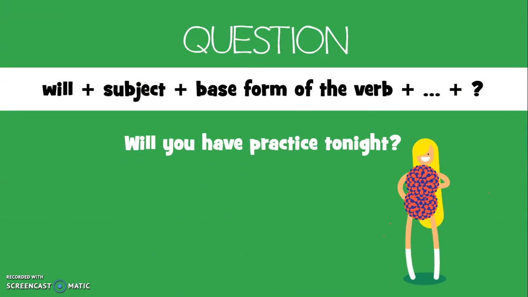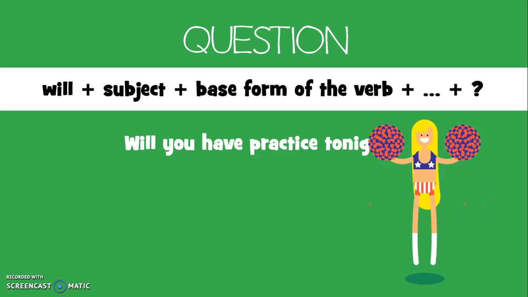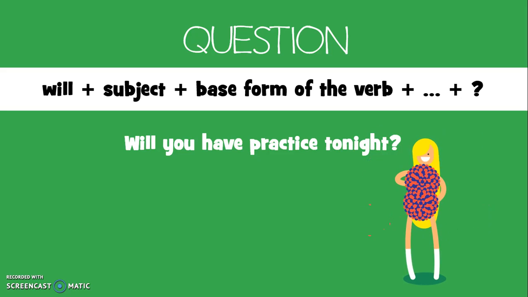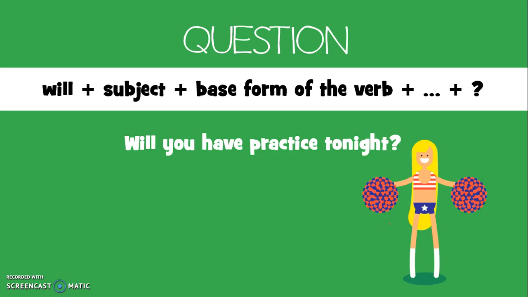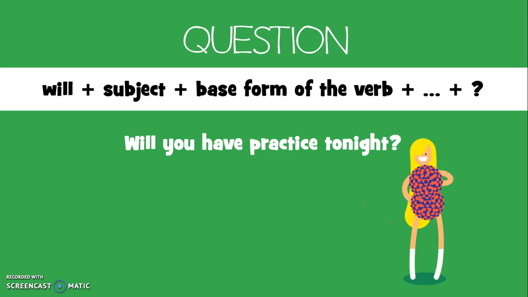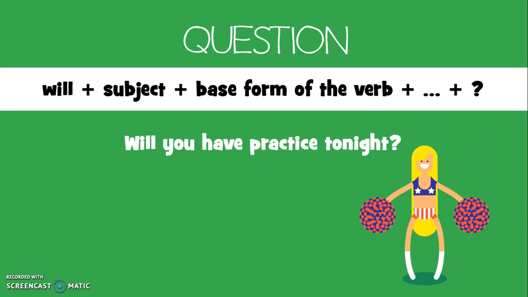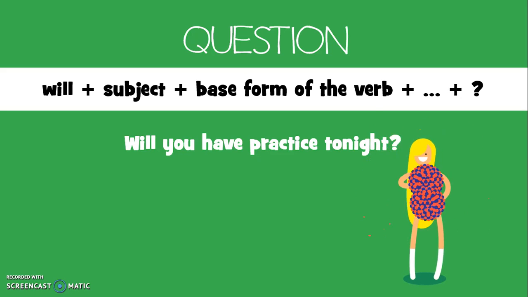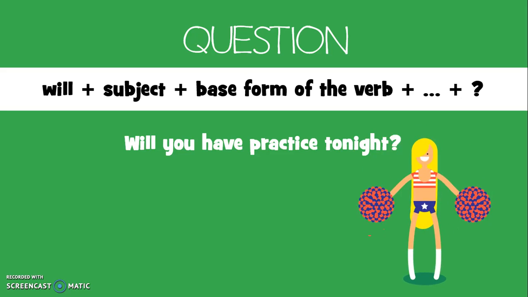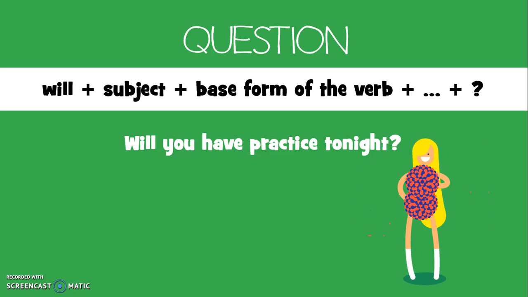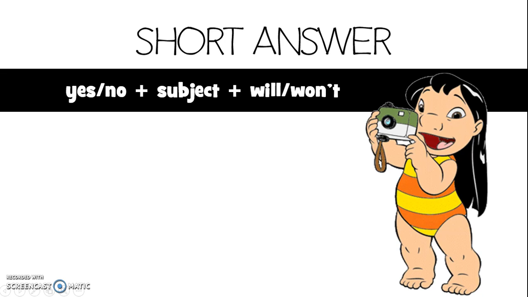To formulate questions, we use will plus subject plus base form of the verb. Also, we can add extra information, but remember to put a question mark at the end. For example, will you have practice tonight? For short answers, we say yes or no plus the subject plus will or won't, depending on the answer, of course.